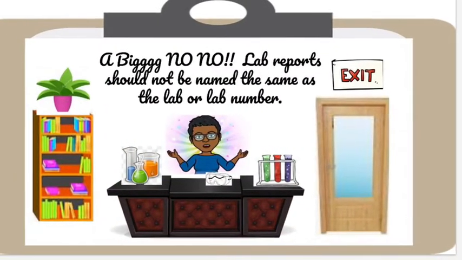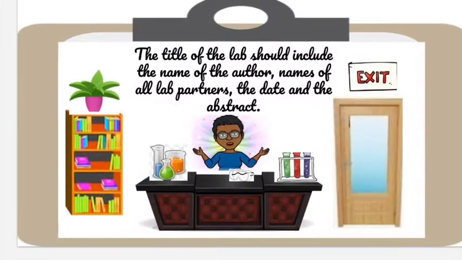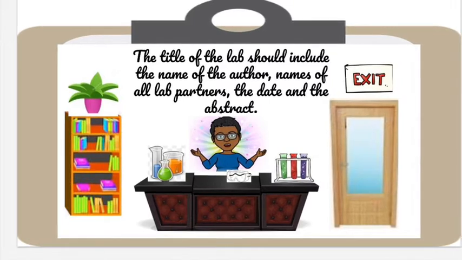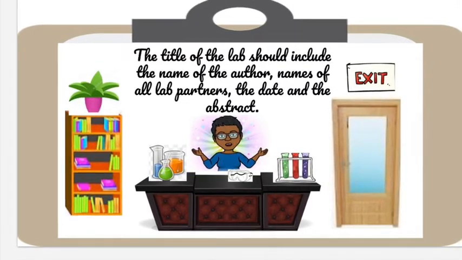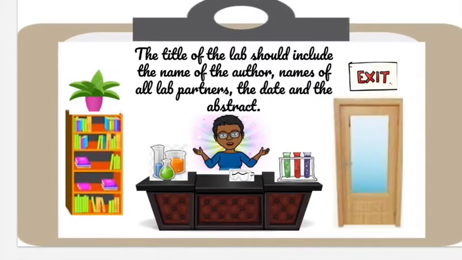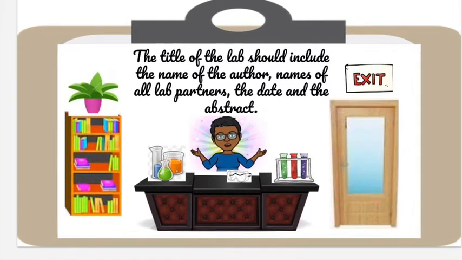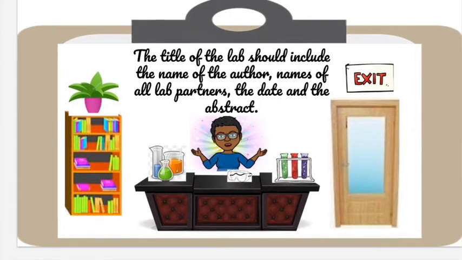On the title page, you should find the actual title of the lab. You should find the author's name, which would be you, and then you're going to have a list of your lab partners on the title page, along with the date and the abstract. And we'll talk about what the abstract is in a few moments.